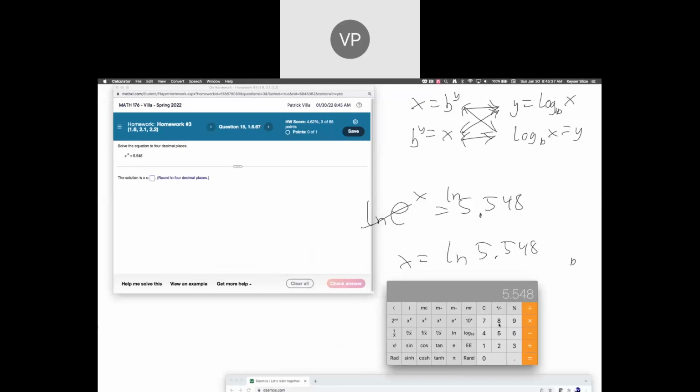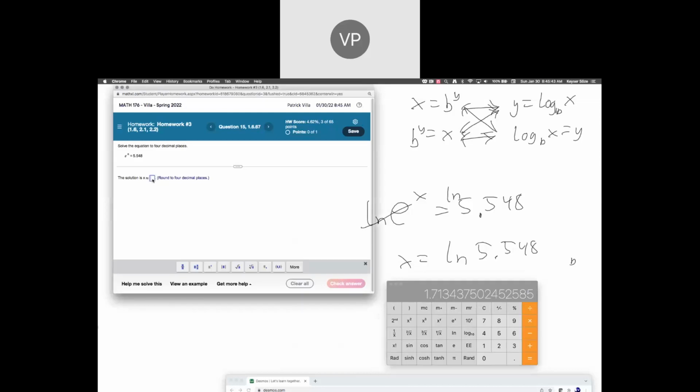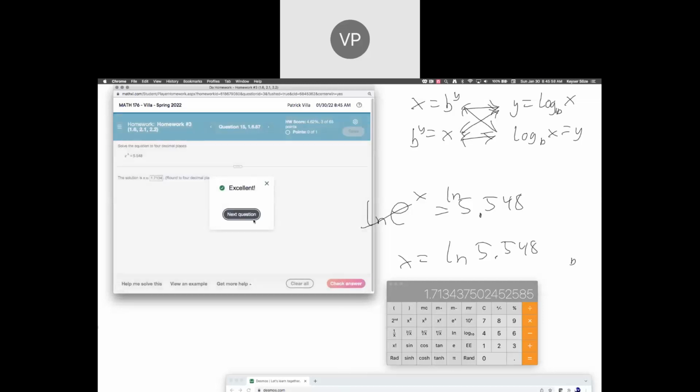5.548, hit the natural log, and we get 1.7134. And then remember, always look at what they tell you to round it to. Sometimes people give too much. On a real exam, I would take it if you went further, but on this computer-graded exam, they want to be very specific. Make sure you round to 4 decimal places, and we have our answer.